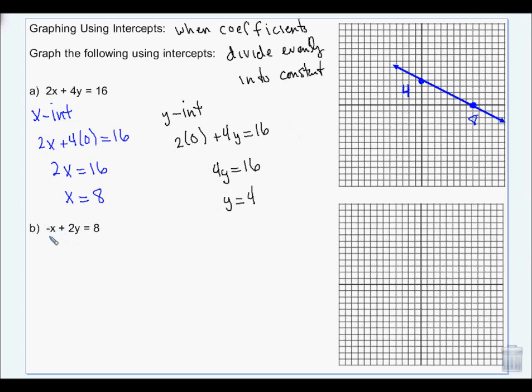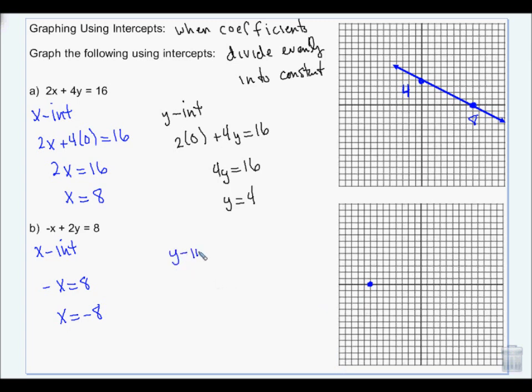We'll do the same thing again. I want to find my x-intercept, so I'm going to get rid of the y. So I have -x equals 8. Well, that means x equals -8. So I'm going to go over here: 2, 3, 4, 5, 6, 7, -8, and put a dot.